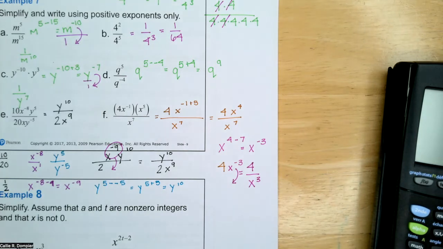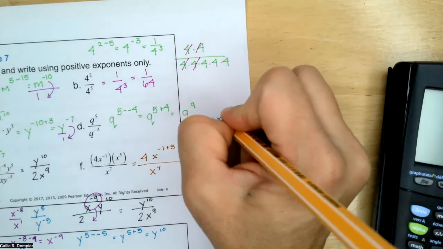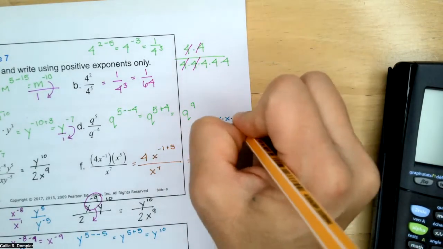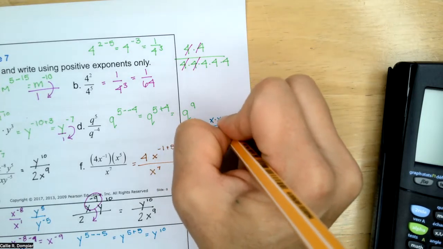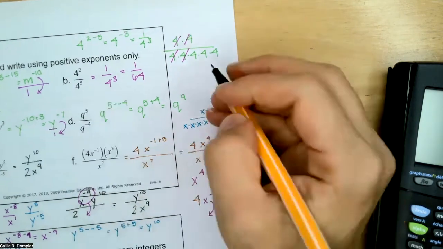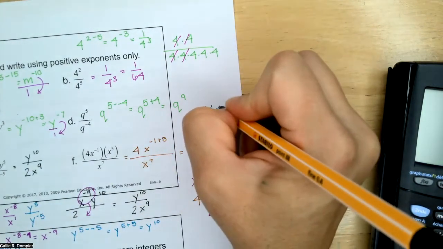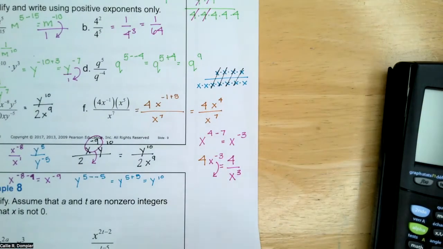Or remember, x to the 4th means there are 4 x's. x to the 7th means there are 7. And then I just cancel 4. I have none on top and I have 3 left on the bottom. So that's x to the 3rd on the bottom. Good.